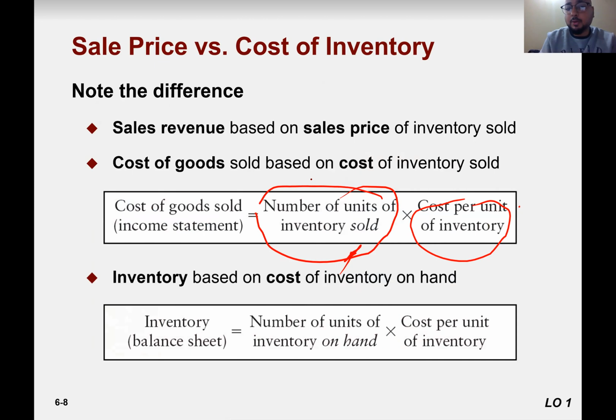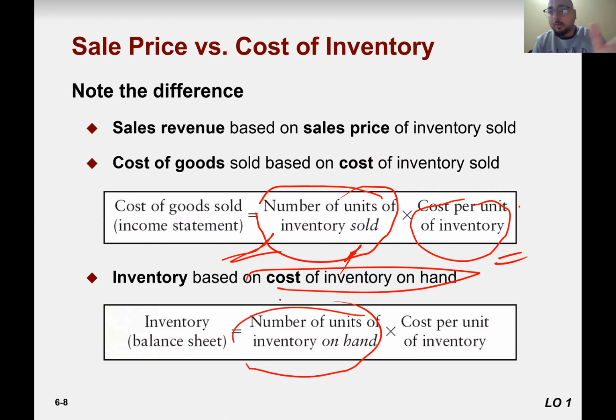So you need to be sure that, in order to calculate cost of goods sold, we must multiply the number of units sold with the cost of that inventory. Similarly, the inventory is based on the cost on hand. So similarly, if you want to find out the inventory value, what should be written on the balance sheet? What you have left, inventory multiplied by the cost of the inventory, right?